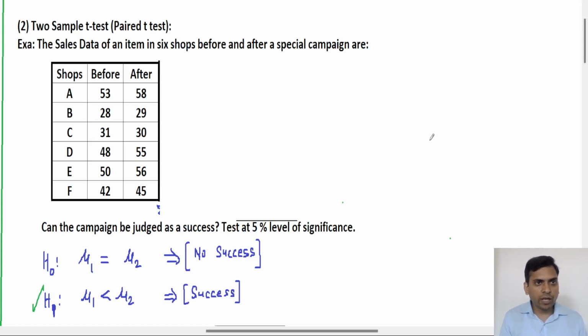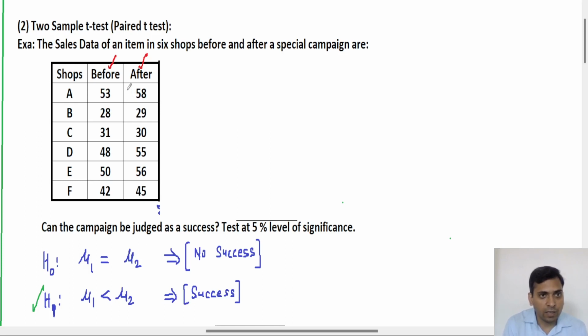Now this is a two-sample t-test and we are considering the paired t-test. We have sales data of an item for 6 shops A, B, C, D, E, F. The first data set is for before campaigning and this is after campaigning. Sales before campaigning and sales after campaigning. And the main question is: can the campaign be judged as a success?